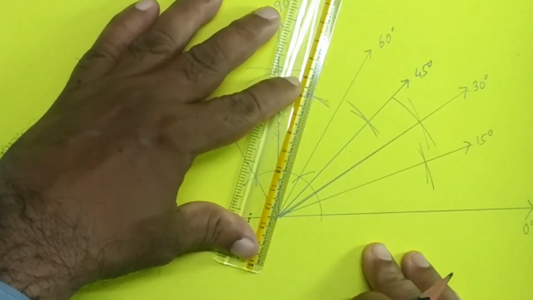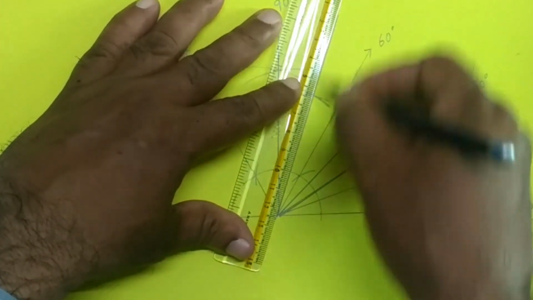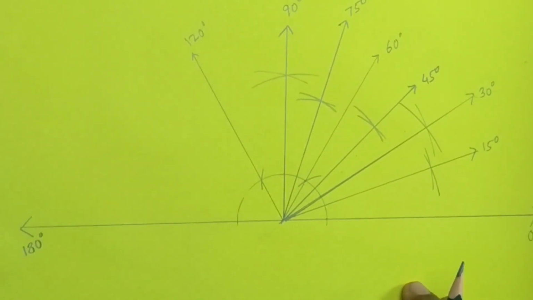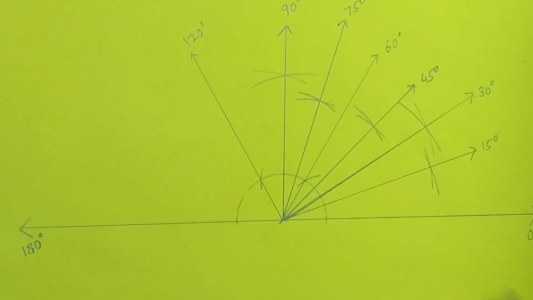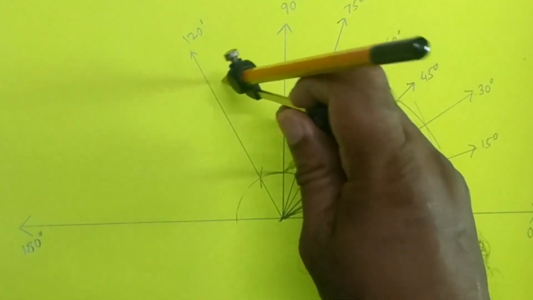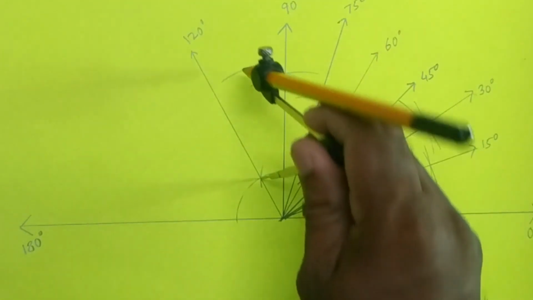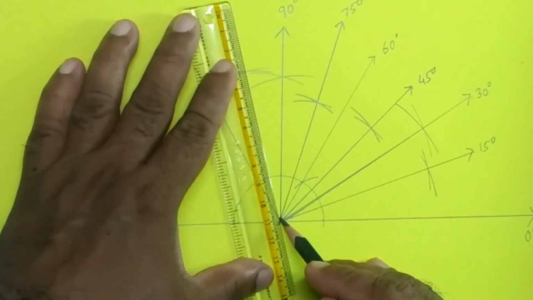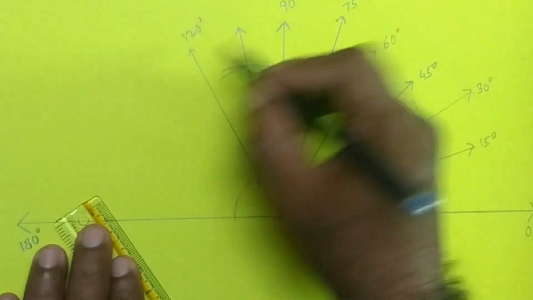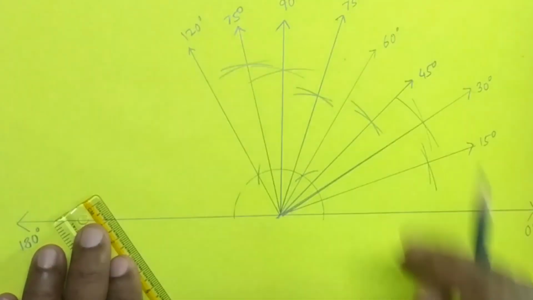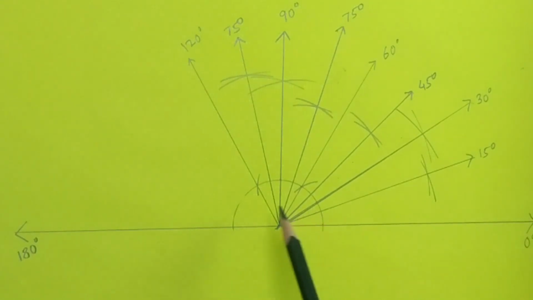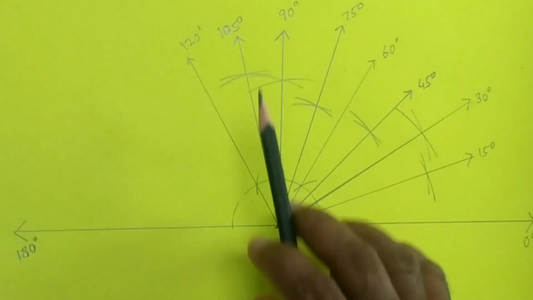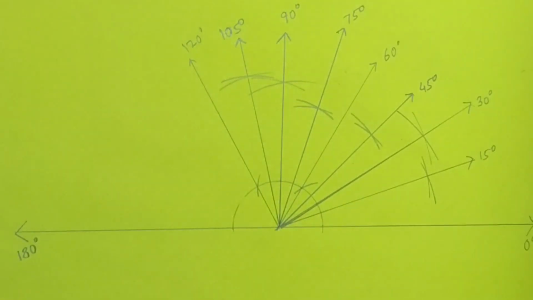This is the angle bisector of angle 60 and 90, which is 75 degree. Now the angle bisector of 90 and 120, same procedure we'll do. Draw the arc to the other point, cut the arc and join the point of intersection of the arc. So 90 and 120, angle bisector is 105 degree.